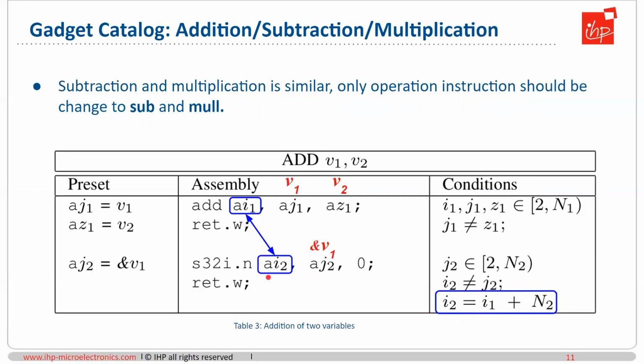So the sum of the two variables is saved to the address of the first variable. Yeah, and this simple solution works for addition. Subtraction and multiplication are similar. Only the operation instruction should be changed to sub or to mul.